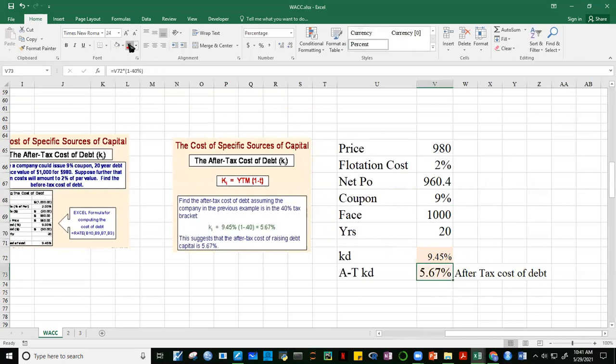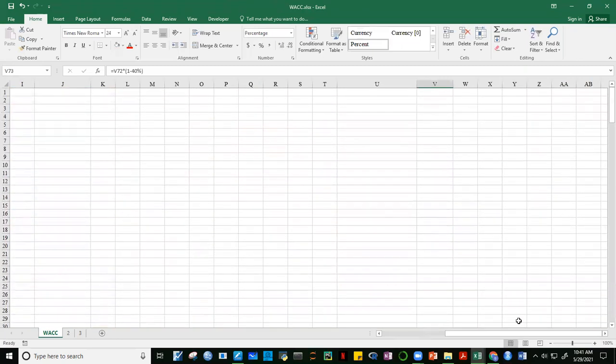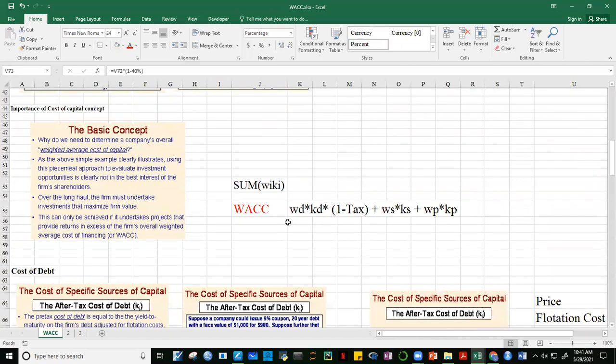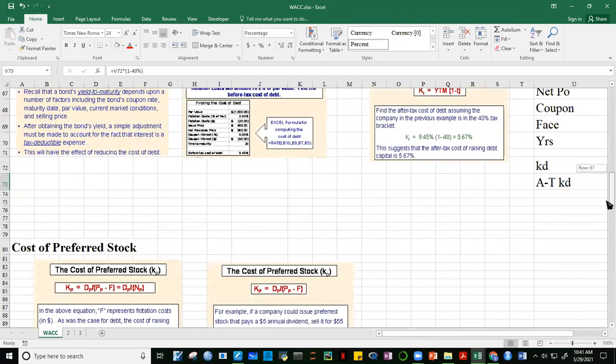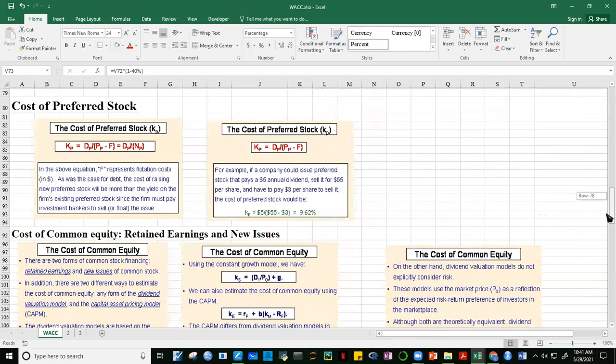No? We're going to make use of this 5.67 dito sa formula dito. Dun sa weight multiplied by the cost. Okay? Weight multiplied by the cost times 1 minus tax rate, which is actually itong 5.67, no? Okay, now for the preferred stock.